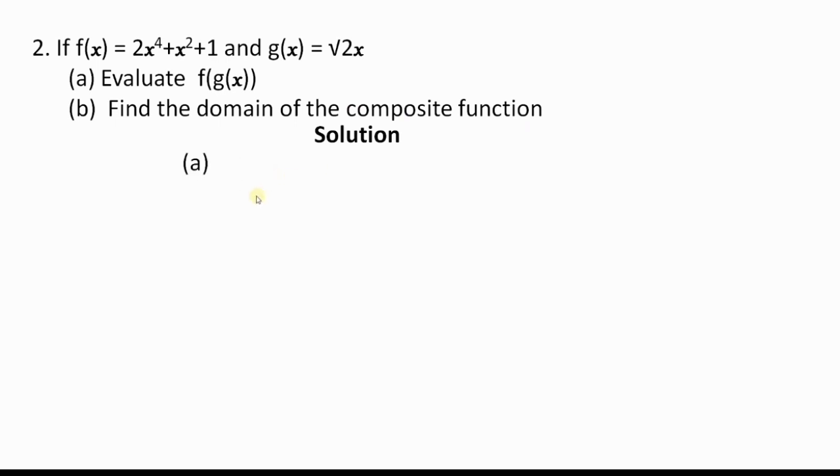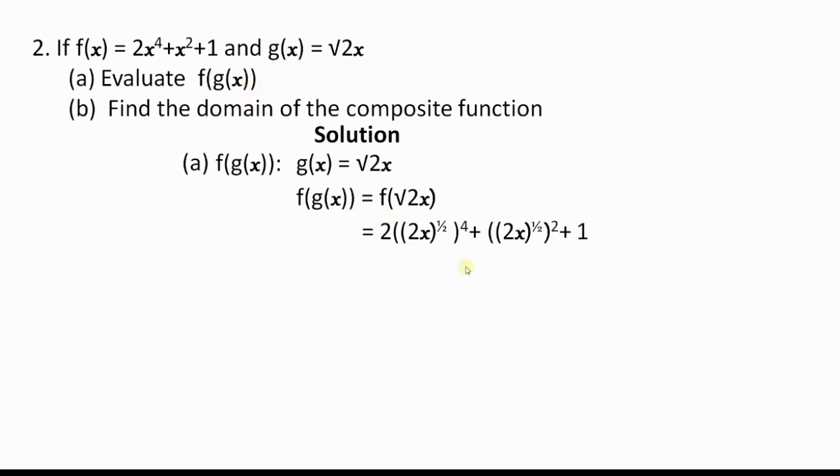A, f of g of x. So what we will do is to evaluate the inner function g of x. And g of x is simply square root of 2x. So what we do is to replace the g of x with the value we have for g of x. So that becomes f of root 2x, our new function. So now we use the f function and evaluate f of root 2x.